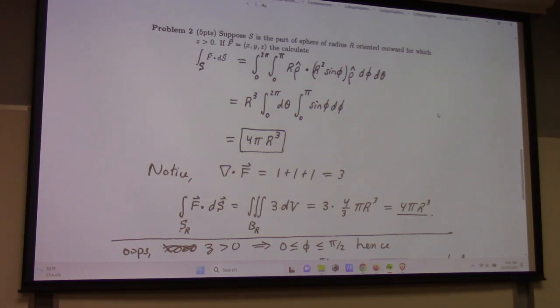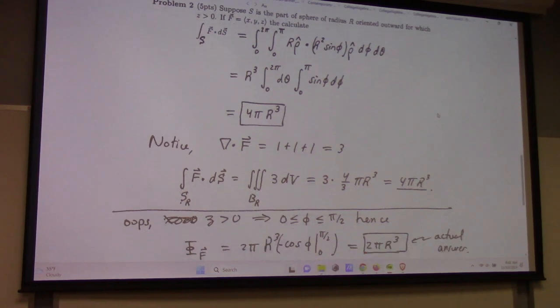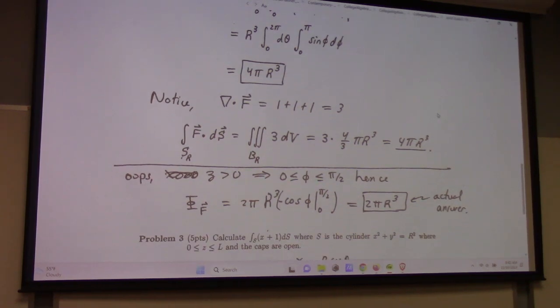But again, this is not really what you're supposed to do, because I said z is greater than 0, right? Which means that the colatitude ranges from 0 to pi over 2, not from 0 to pi. So that integral over sine doesn't go full 0 to pi, it goes 0 to pi over 2, which gives me a minus cosine from the antiderivative, which gives me a 0 minus a minus 1. Oh, wait a minute. Oh, man. Oh, no, it's the lower bound. So minus a minus 1, indeed. So it is, in fact, 2 pi r cubed.